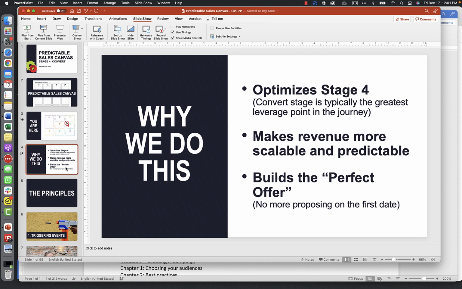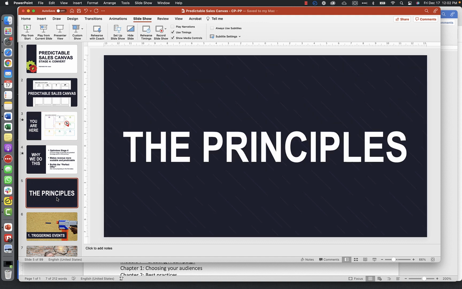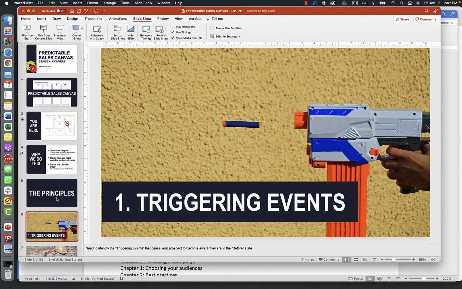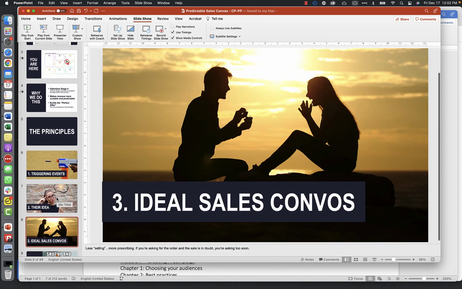We want to lead prospective parents and students through a very specific funnel, optimizing each stage of the funnel. If we propose on the first date, then we're never going to get any leads or enrollment. So we do this to optimize for stage 4 here in the value journey, that Convert stage. So let's go over some principles very quickly: the triggering events, their idea, and ideal sales conversations.